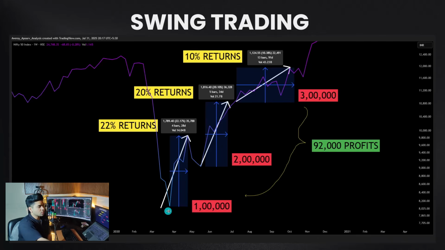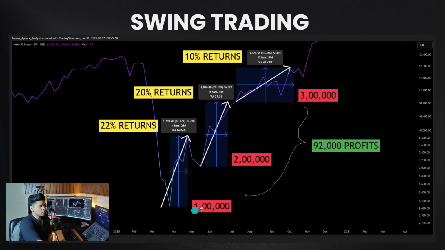Now what exactly is swing trading with respect to that? Now let's say that you have a set strategy, you have a setup, that you are putting 1 lakh capital in this first move of the market, the upside move of the market, right? And you made around 22% return in that. So that is around 22,000 rupees. And then you exited the trade at that time. Now, when it came down again, the setup got activated and you entered again in a specific trade.